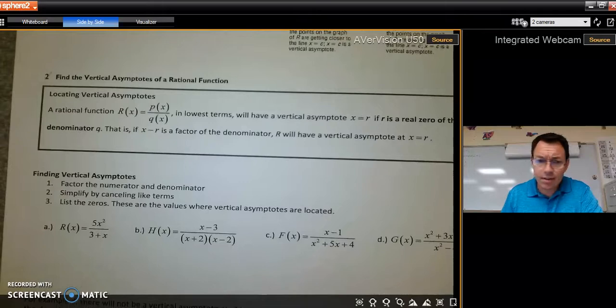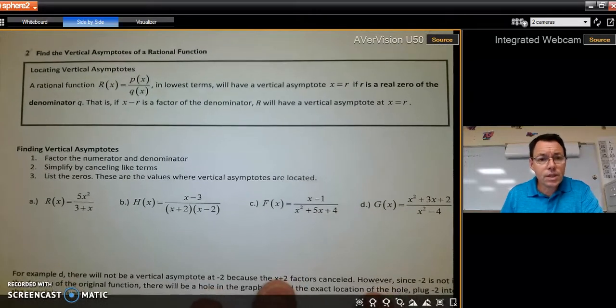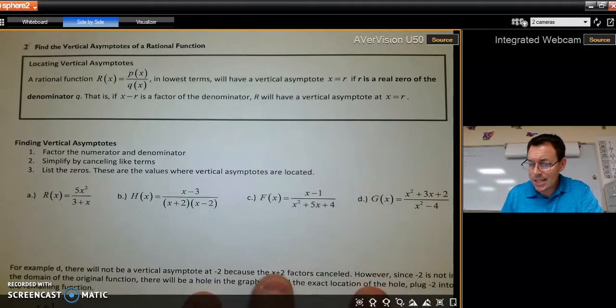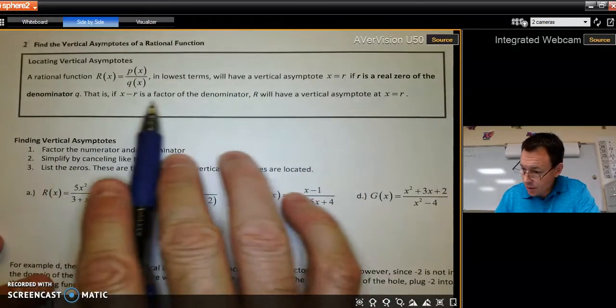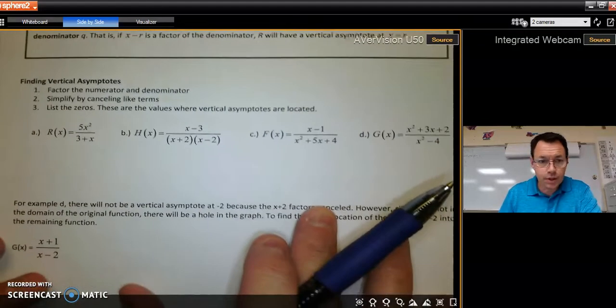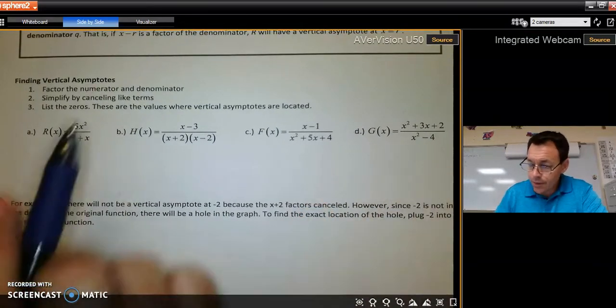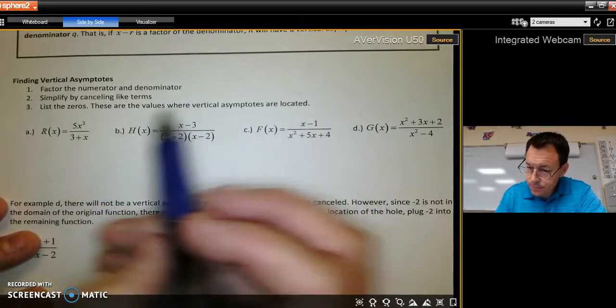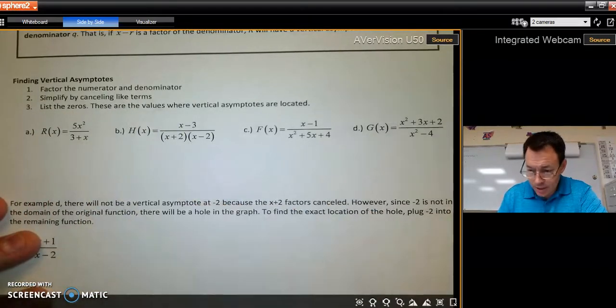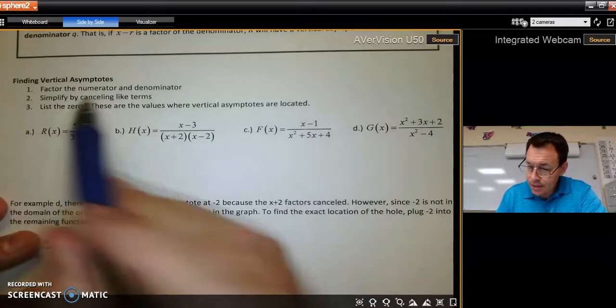To find a vertical asymptote, you need to make sure your function is in lowest terms. If there's any reducing, you have to reduce, and then that's where you're going to find a vertical asymptote. That is what all of this says. So here, let me just do an example. Factor the numerator and denominator. Well, there's no factoring to do here. Simplify by canceling. There's nothing to cancel. And then list the zeros.